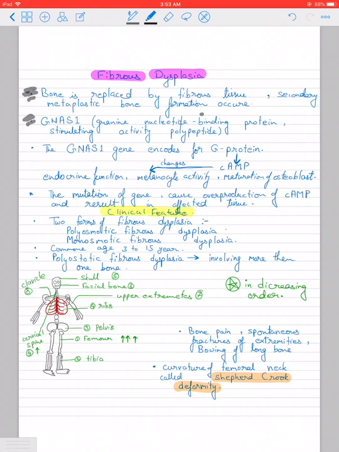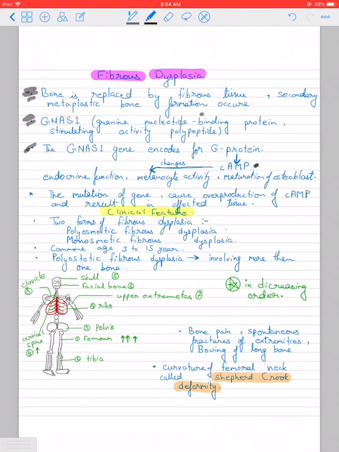GNAS1 is a gene which gets mutated in this disease. The full form is guanine nucleotide binding protein stimulating active polypeptide. Normally this gene produces G protein, but after mutation, the G protein is encoded in large amounts, therefore G protein encodes for cyclic AMP. So a greater amount of cyclic AMP is produced.